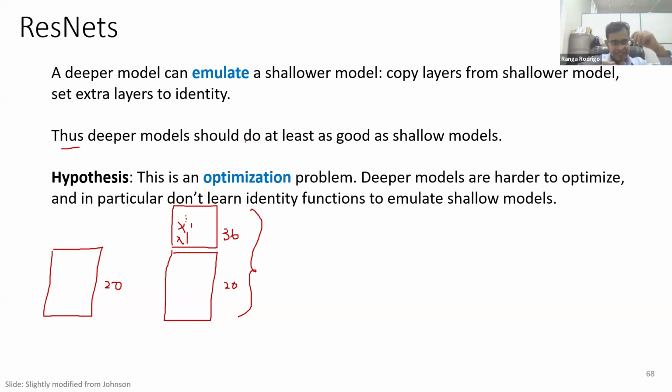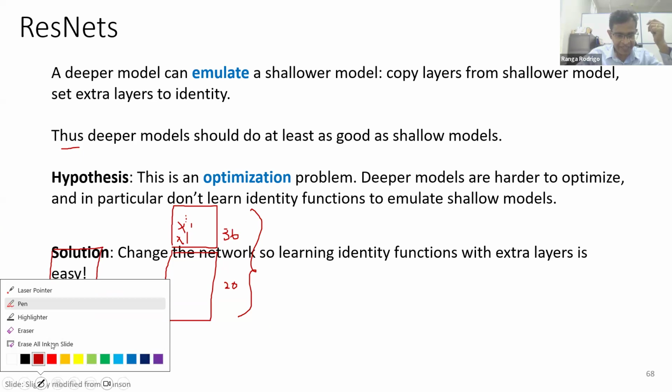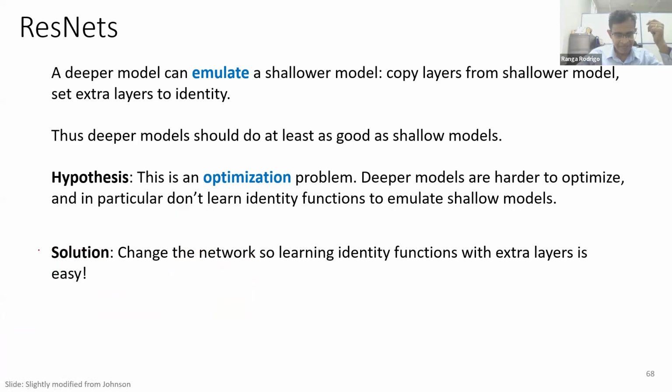So they hypothesize this is an optimization problem. Deeper models are harder to optimize, and in particular, don't learn the identity function to emulate shallow models. This is what they learn from this. So deeper models cannot emulate the shallow model. So as a solution, they change the network so that it is very easy for the network to learn the identity functions. So let's see what they did.